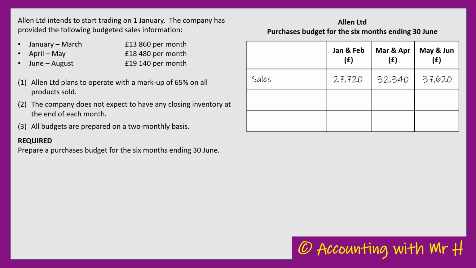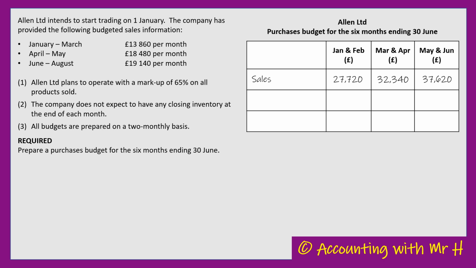Now in this budget, as I say, we're preparing this one in pounds. I've already started by putting the pounds in the budgeted sales revenue. I couldn't prepare it in units because I don't have any information, for example, about selling prices in order to be able to calculate how many units that revenue is, like we did in the first question. But what they have told me is that Allen Limited plans to operate with a markup of 65% on all products sold. So what could happen in these sorts of questions is they could test your understanding of some of the accounting ratios in order to work out the cost or the budgeted cost of the purchases.